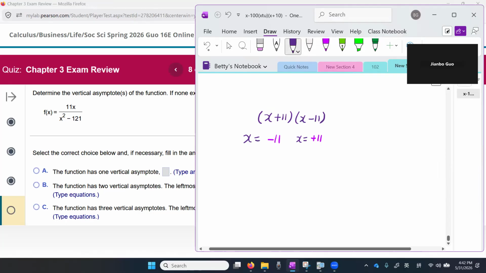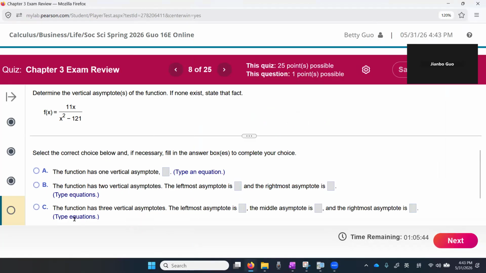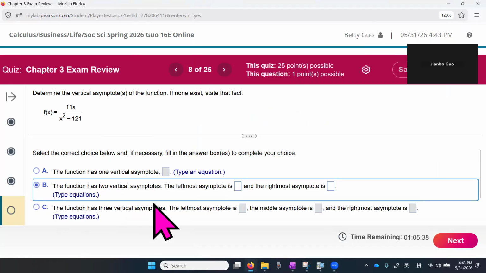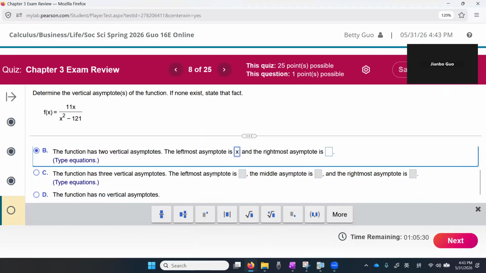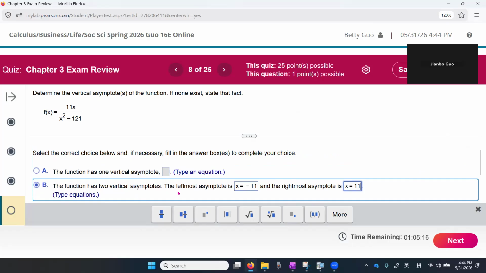vertical asymptotes. They are x equals negative 11 and x equals positive 11. So we have two vertical asymptotes. The leftmost asymptote is x equals negative 11. The rightmost asymptote is x equals positive 11. Right, let's double check. The function has two vertical asymptotes, x equals negative 11, x equals positive 11.